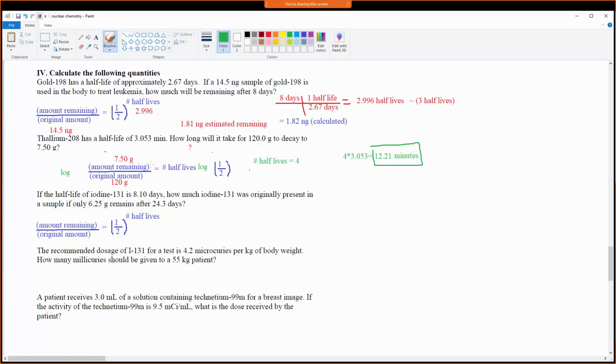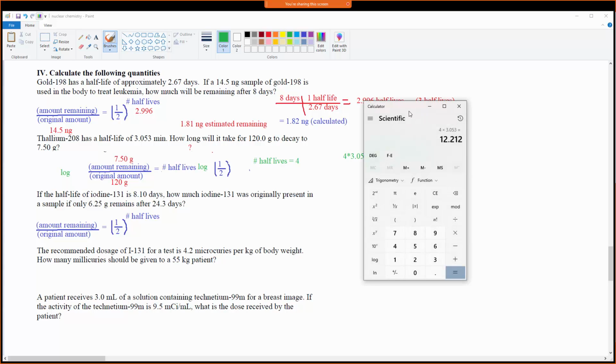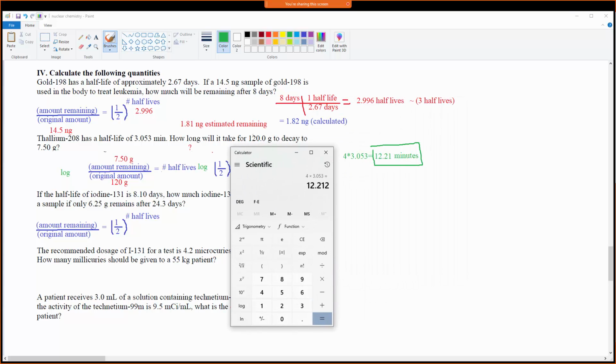All right, so here I used the equation, I used that log property. There is another way to do it, right? And that would be to say, how many times do I divide 120 by 2 before I get down to 7.5, right? So I divide it by half, that's 1 half-life. Divide it in half again, that's 2 half-lives.